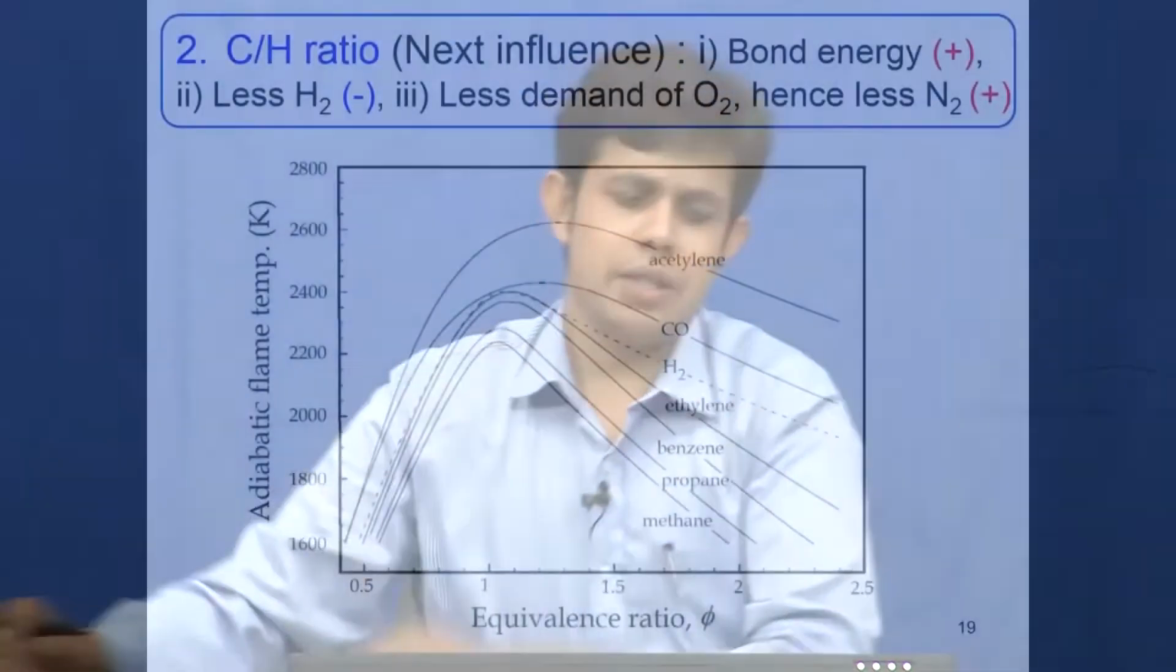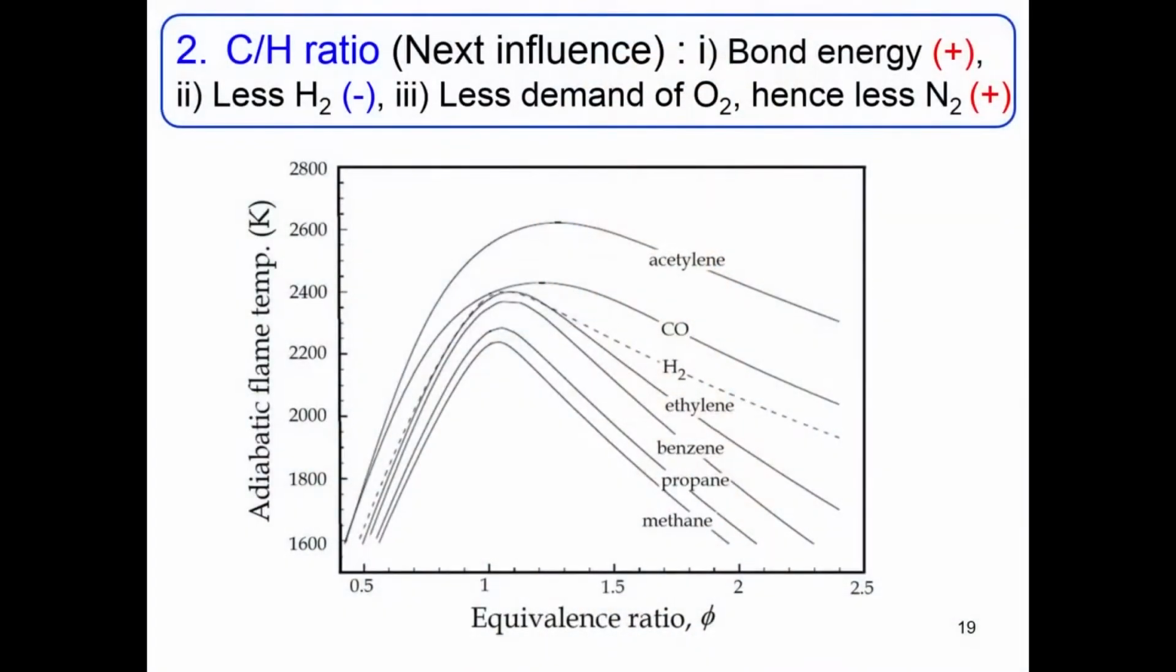So, the next parameter is the CH ratio, because it depends on whether it is methane, propane, benzene, ethylene or acetylene. Of course, it is very clearly seen that acetylene has a much higher temperature than methane. The reason is that acetylene has a triple bond, whereas methane has a single bond. So, when you have triple bonds, the bond energy is essentially high, but at the same time acetylene contains less hydrogen than what methane can contain.